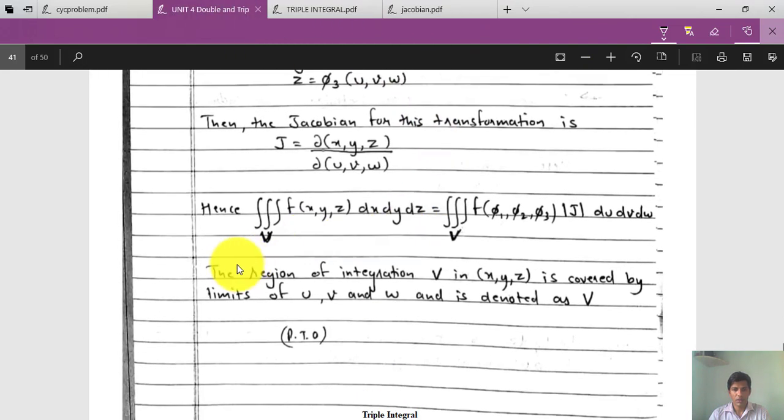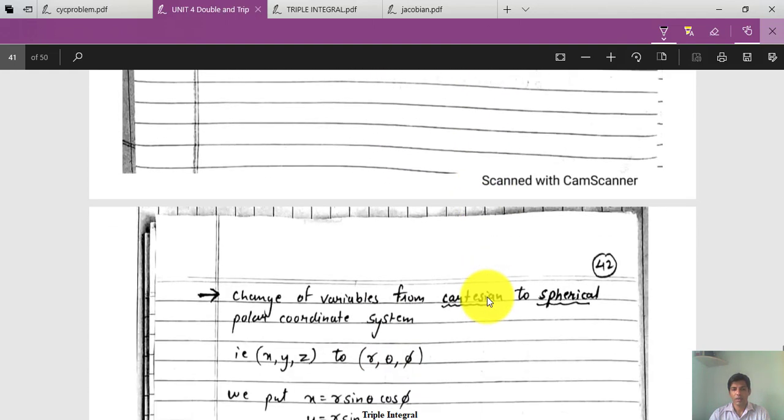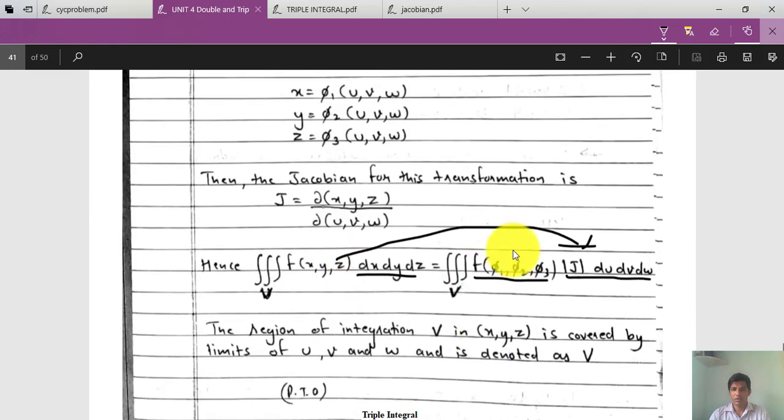Hence the volume integral of f(x, y, z) dx dy dz will change into this: dx dy dz is nothing but the magnitude of the Jacobian, J, du dv dw, over a new function f in terms of phi1, phi2, phi3, also changing the limits of the given integrand. The region of integration V in x, y, z is covered by the limits of u, v, w, and it is denoted by V. So understood this? Same concept.